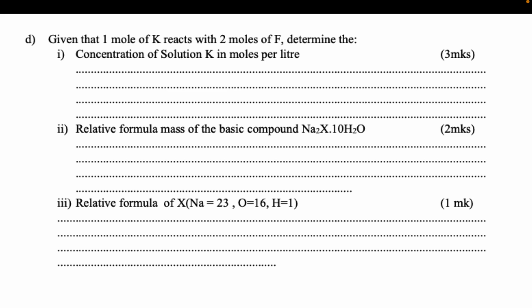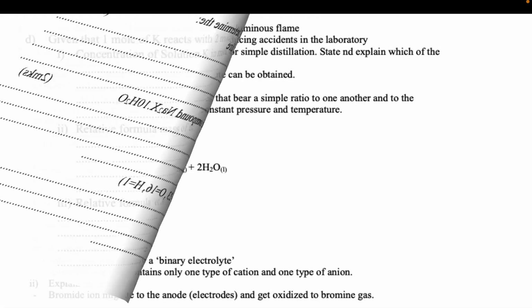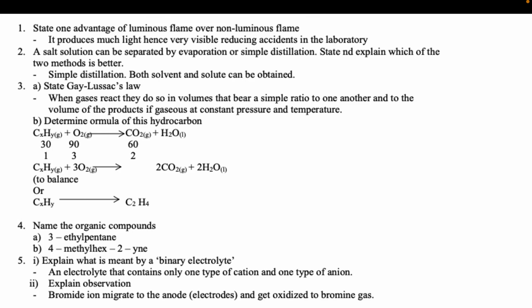Alliance High School. Marking scheme. State one advantage of luminous flame over non-luminous flame. It produces much light, hence very visible, reducing accidents in the laboratory. A salt solution can be separated by evaporation or simple distillation. State and explain which of the 2 methods is better. Simple distillation. Both solvent and solute can be obtained.